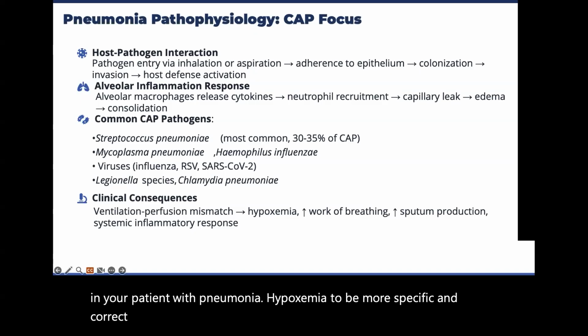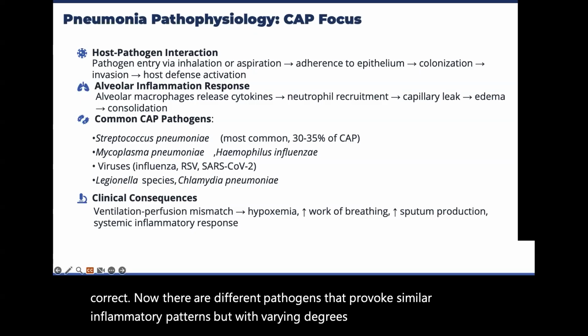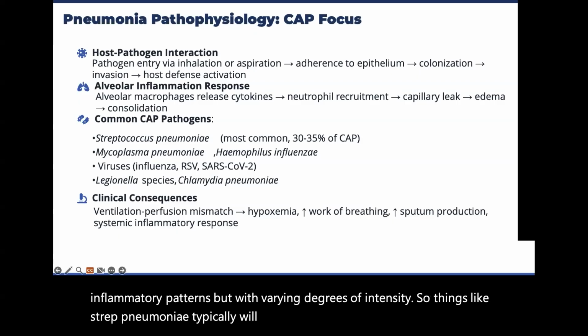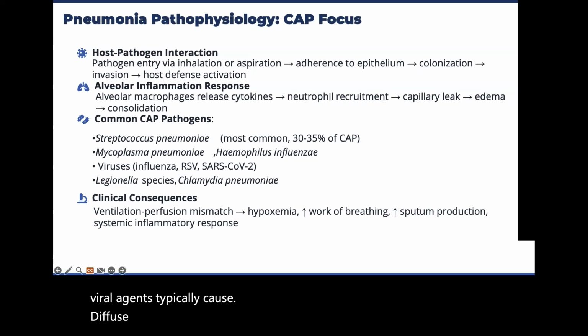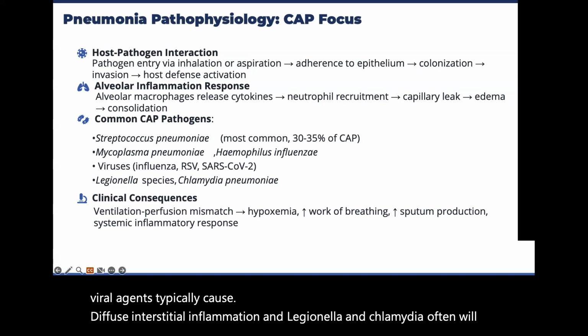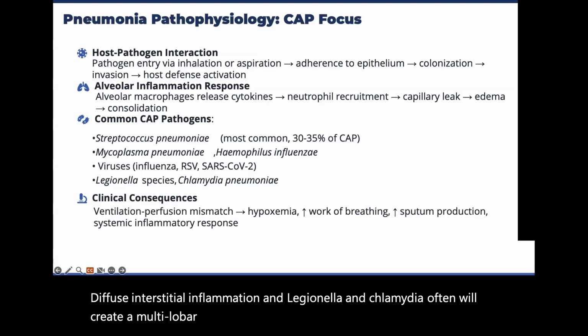Now, there are different pathogens that provoke similar inflammatory patterns, but with varying degrees of intensity. So things like Strep pneumoniae typically will cause lobar consolidation. Mycoplasma or viral agents typically cause diffuse interstitial inflammation. And Legionella and Chlamydia often will create a multilobar or an atypical presentation.